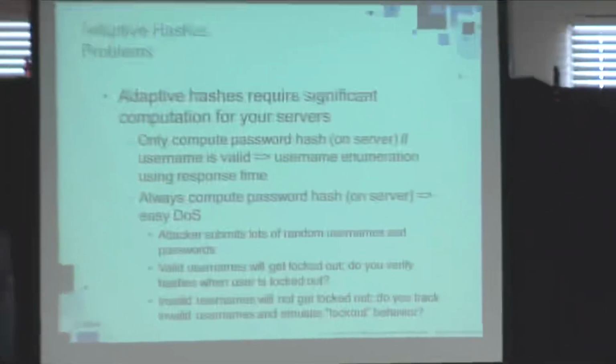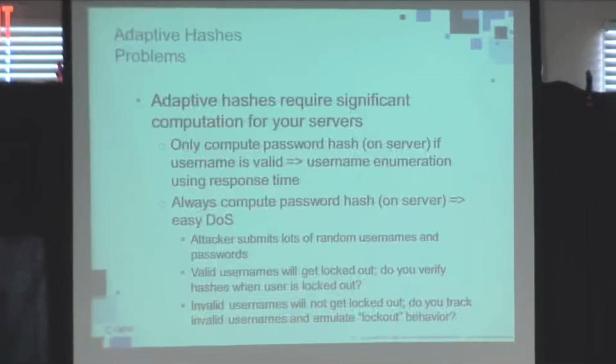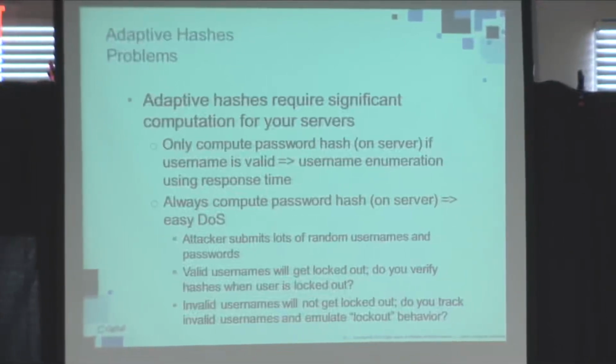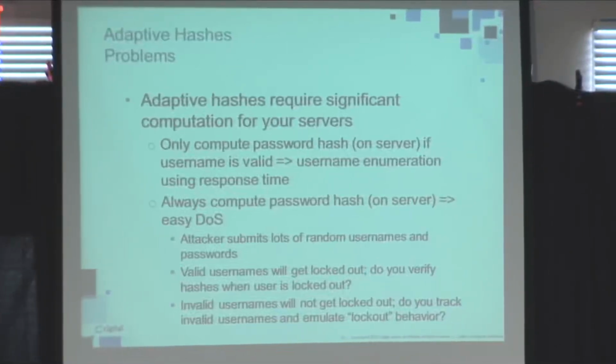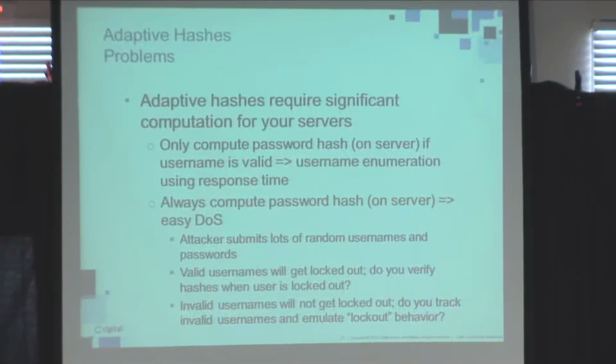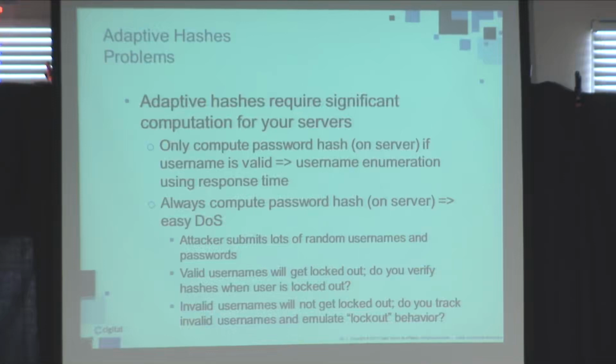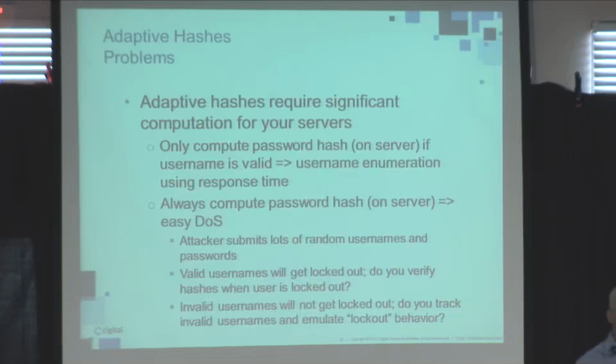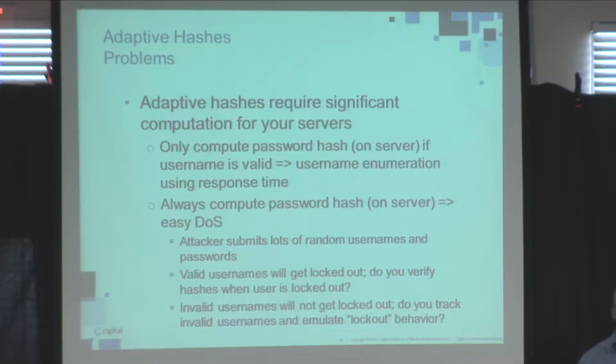So what are the problems with adaptive hashes then? They require a lot of computation from your servers. So the more we scale up the adaptive hashing parameters, the more work our server has to do to log in any user. Now, there's a few different approaches we can use in terms of when we compute these hashes. So typically, your users are going to be supplying a username and password. You can check the username and then say, well, if the username is valid, then I'll compute the adaptive hash to see if that password is correct.